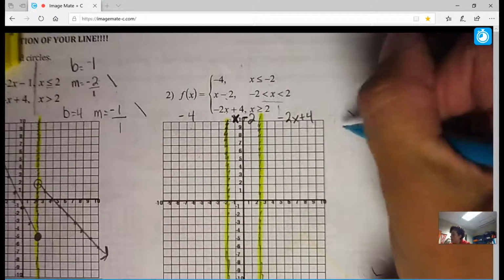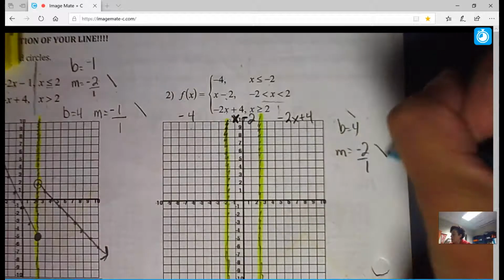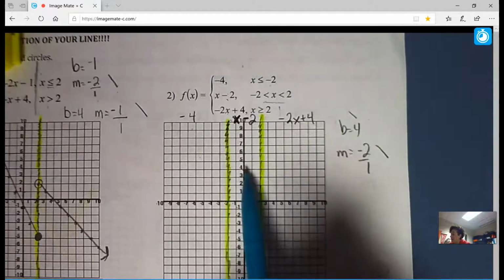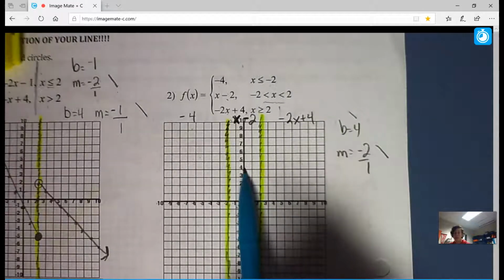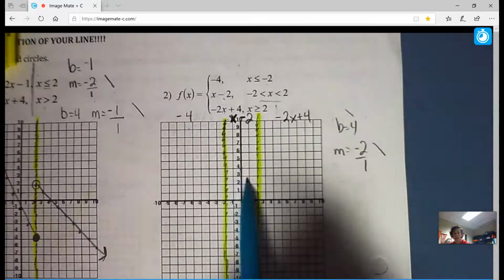So again, back to this one, I'm going to begin at 4. My slope is -2 over 1, which is going downhill. So I'm going to start here at 4. But remember, I only need it here. So I'm just going to keep track of my points. So I could go up 2 and then to the left to get this downhill look.